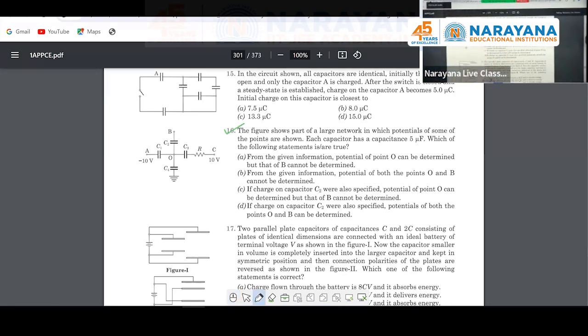The figure shows part of a large network in which potential of some of the points are shown. Each capacitor has capacitance of 5 microfarad. Which of the following statements are true? All the capacitances are 5 microfarad. Potentials are known. So which statements are true? Check.